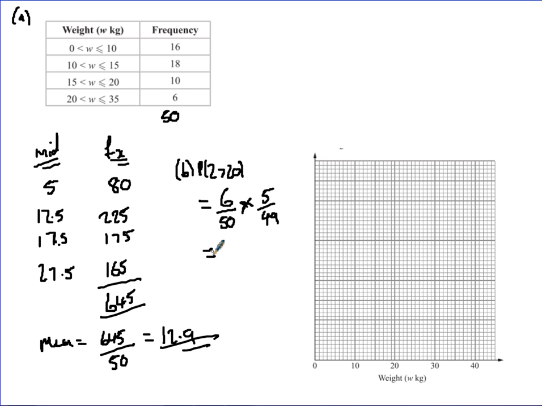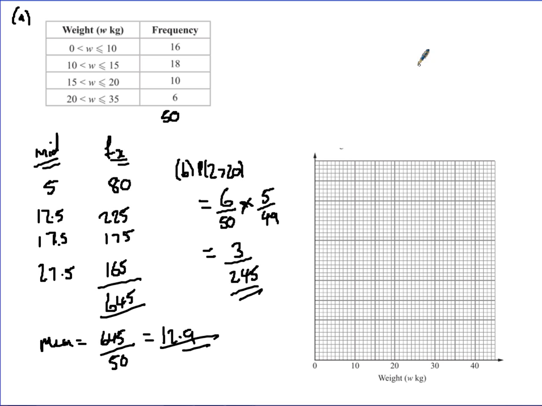So 6 over 50, and then times by 5 over 49. I think I'll just write it in fraction form, which cancelled down is 3 over 245.